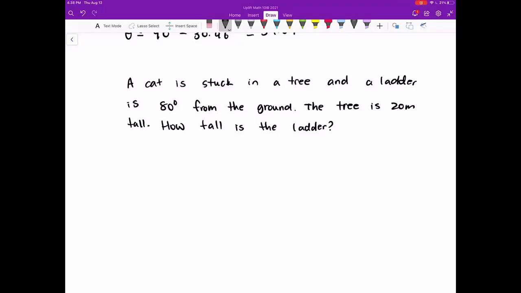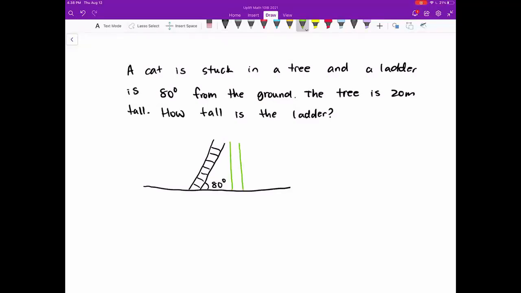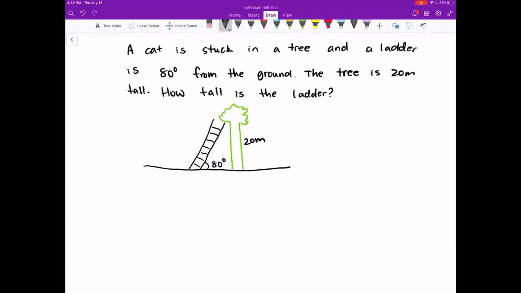So if you're looking at the ladder from the ground, it's basically 80 degrees. Let's draw a picture for this. If the ladder's like that, then if we measure the angle between it and the ground, that should be 80 degrees. 20 meters. So we're determining the length of the ladder.